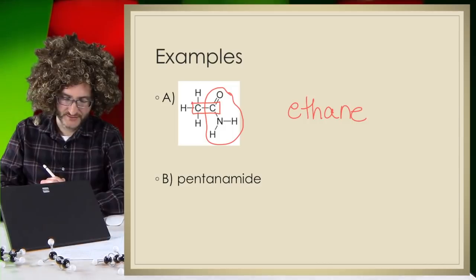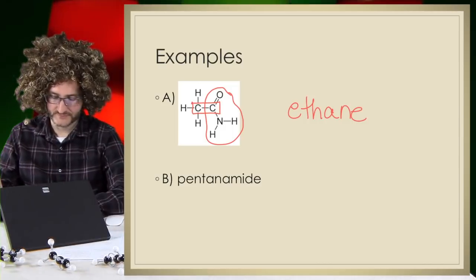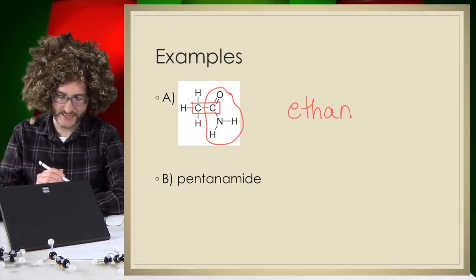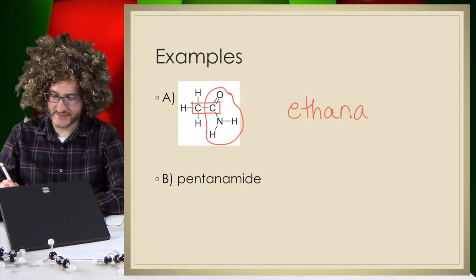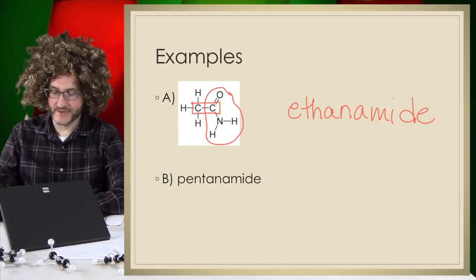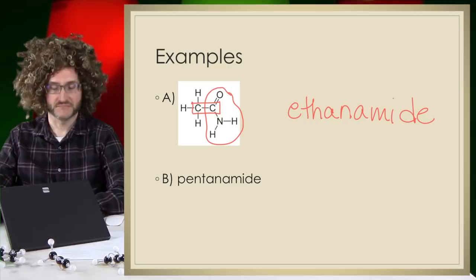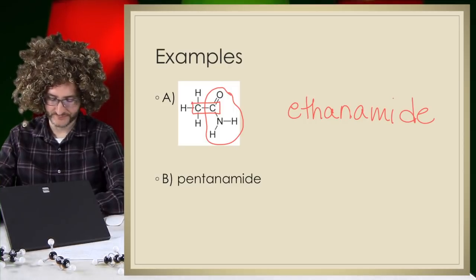All right, so we have to drop the ending E. And add amide. So ethanamide. Do I need a number? We don't, because this will always end up being at the end of your chain. Okay, sounds good. All right, we gotta have another one of a name.